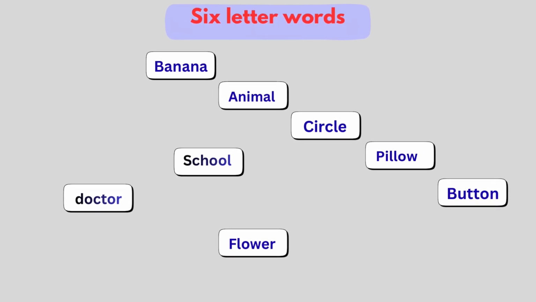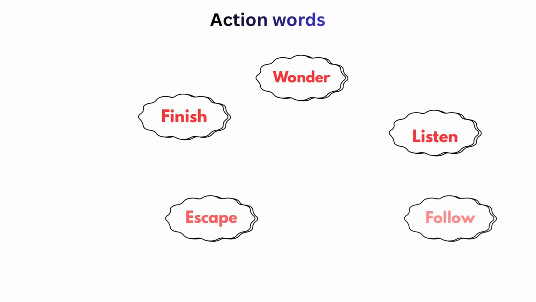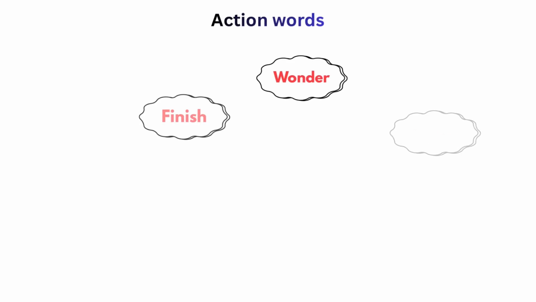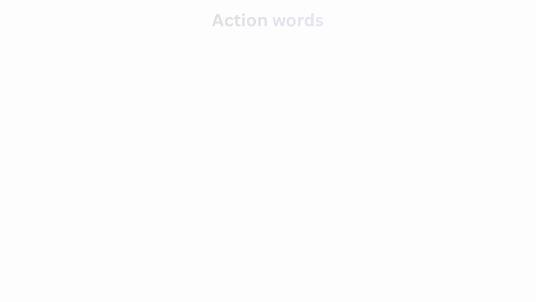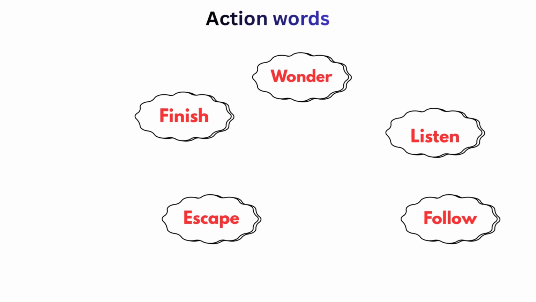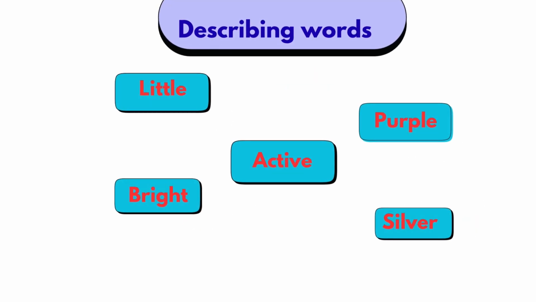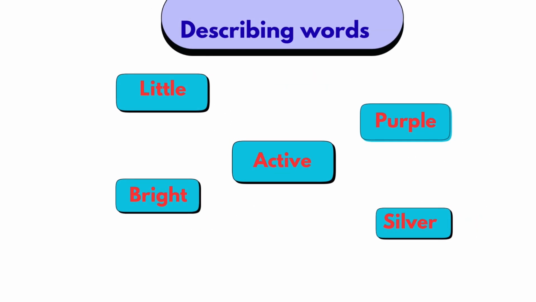Next, we go to action words. Also 6-letter words. Action words: wonder, listen, follow, finish, or escape. We can have also describing words. 6-letter words: little, bright, active, purple, silver. Now related to nature. Some nature words can be also 6-letter words. Planet, forest, spring, turtle.